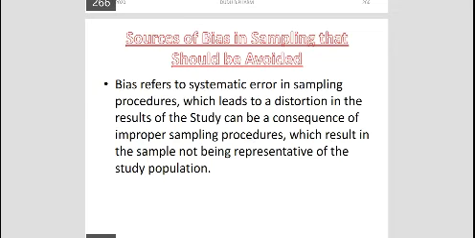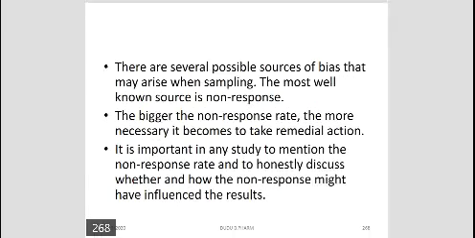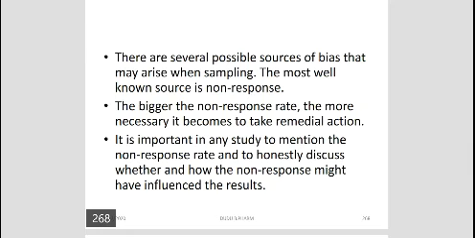Let's see the sources of bias in sampling that should be avoided. Bias refers to systematic error in sampling procedures, which leads to distortion in the results of the study. It can be a consequence of improper sampling procedures, which result in the sample not being representative of the study population. There are several possible sources of bias that may arise when sampling. The most well-known source is non-response. The bigger the non-response rate, the more necessary it becomes to take remedial action.